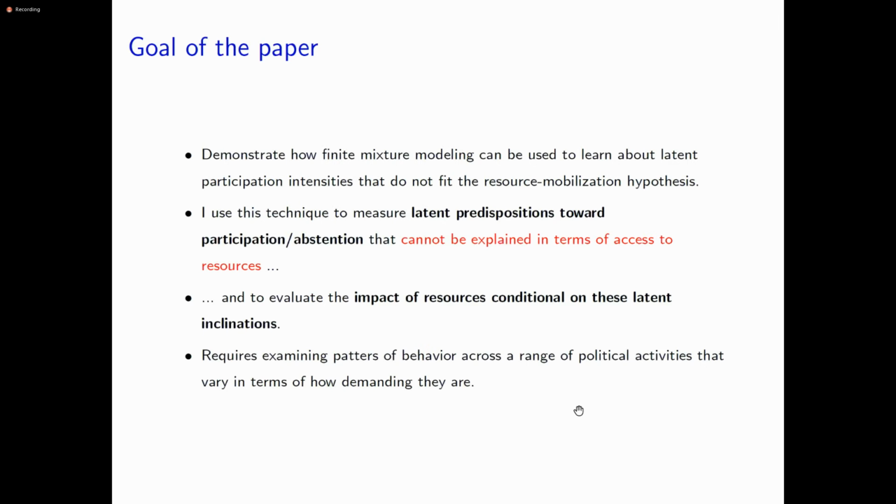Something that I would like to point out is that being able to measure these latent predispositions requires looking at a variety of political activities, activities that vary in terms of how demanding they are. This is something that's easy to understand intuitively. Suppose that you only had information about whether people vote, whether people engage in political discussion, and suppose that you see that some people don't do any of these things that we typically do not consider to be very demanding. We might conclude that, well, these people are probably kind of isolated from the political world. They are not interested in getting involved.